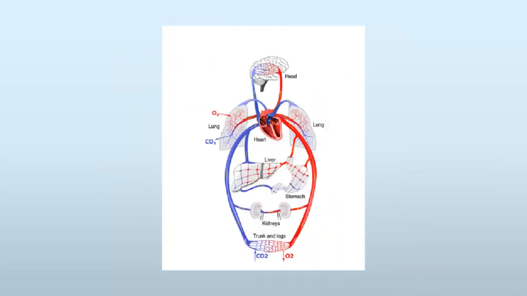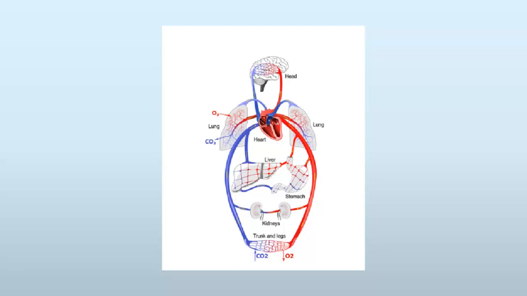Now, the systemic circuit is a longer system, and it circulates between the heart and the entire body. In the systemic circuit or loop, the oxygenated blood will be pumped out of the left ventricle of the heart into the aorta, which is the largest artery in the body.